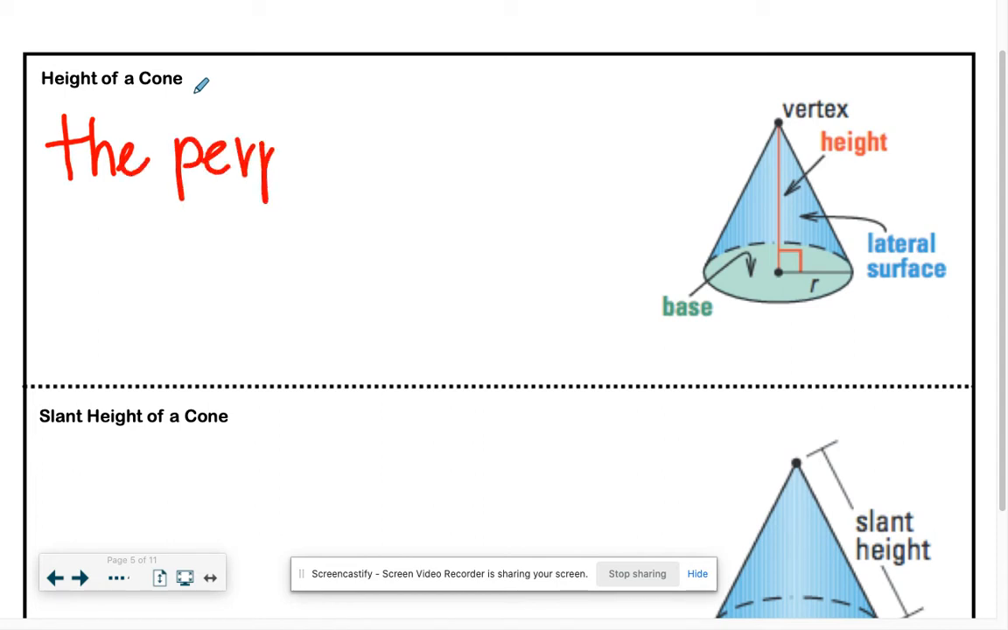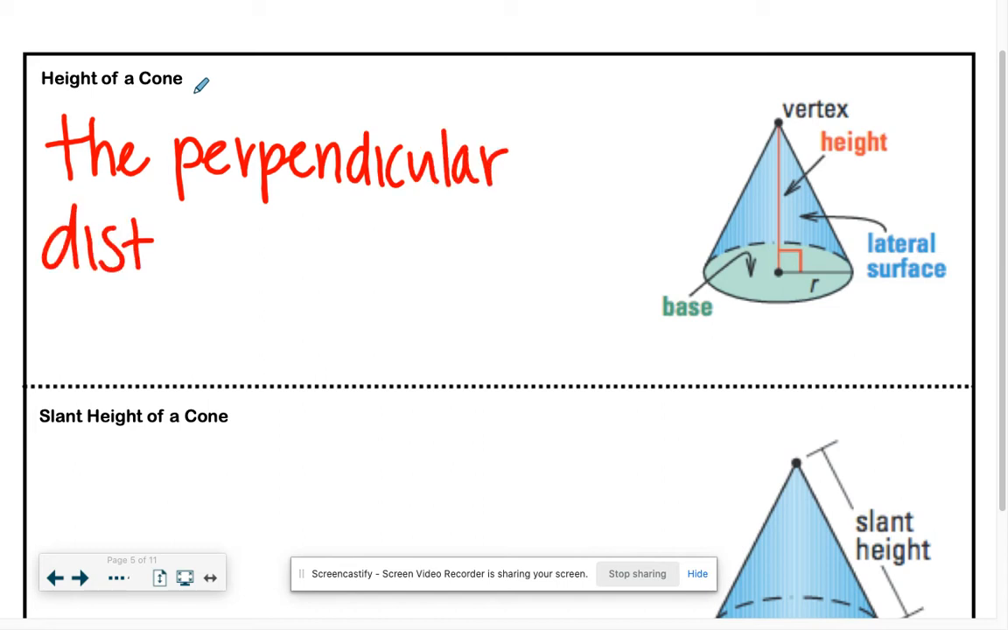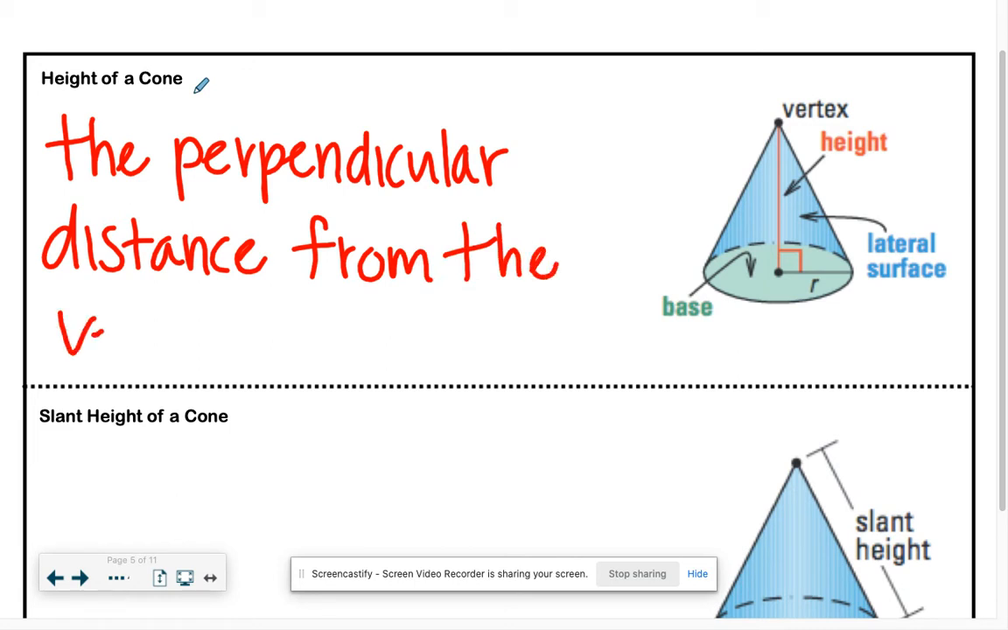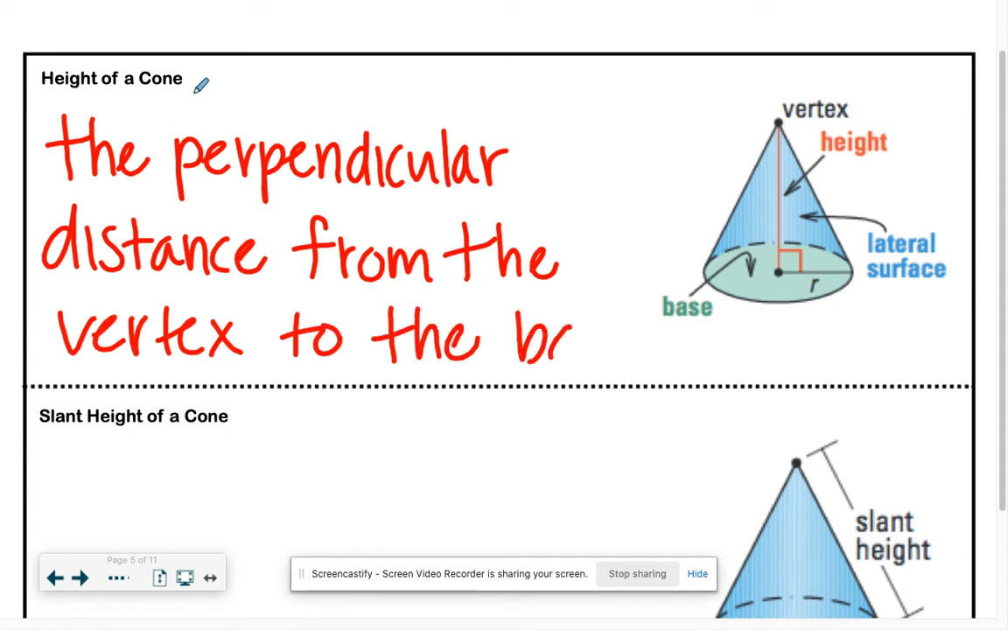from the vertex to the base. The perpendicular distance from the vertex to the base.